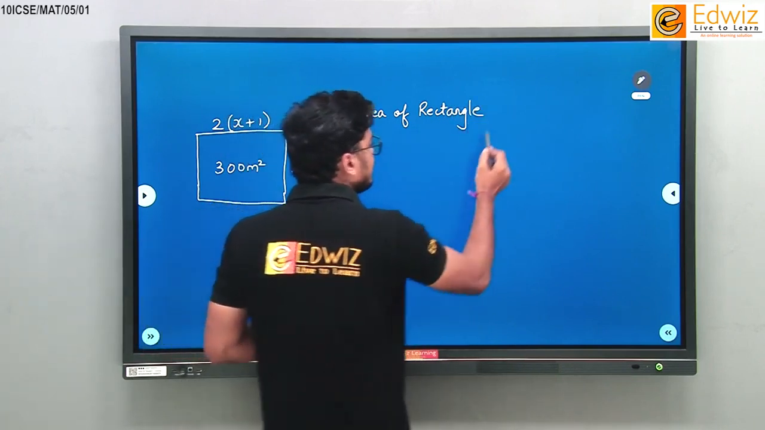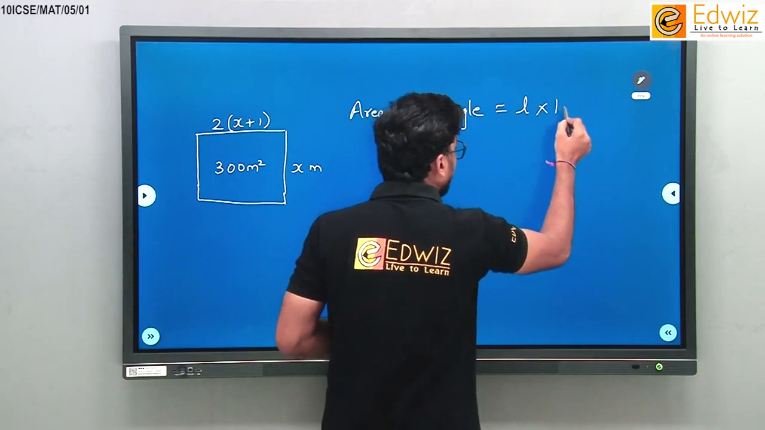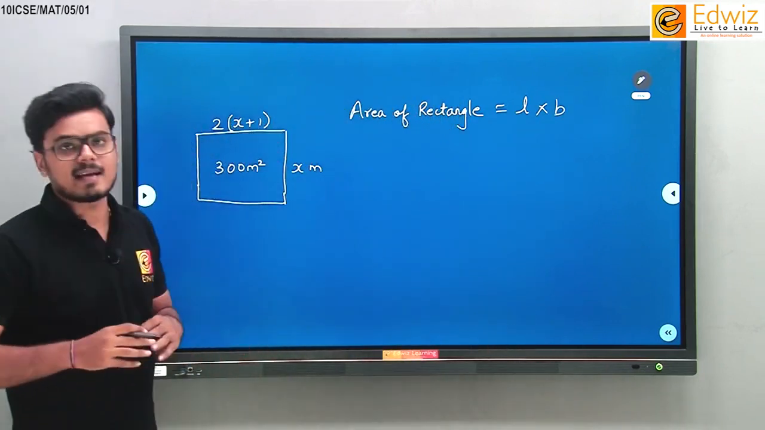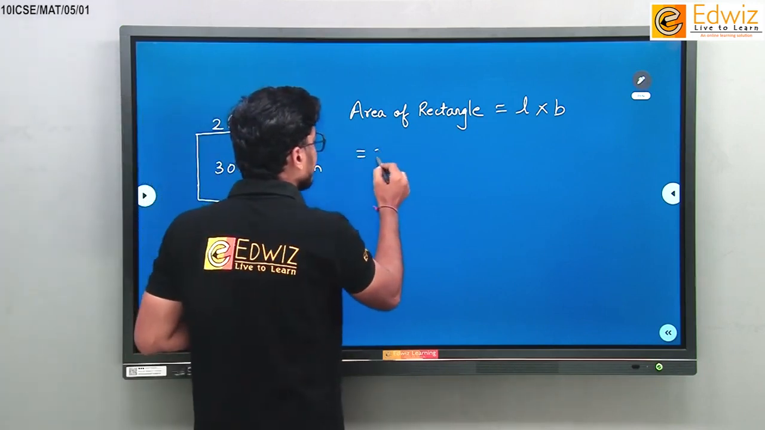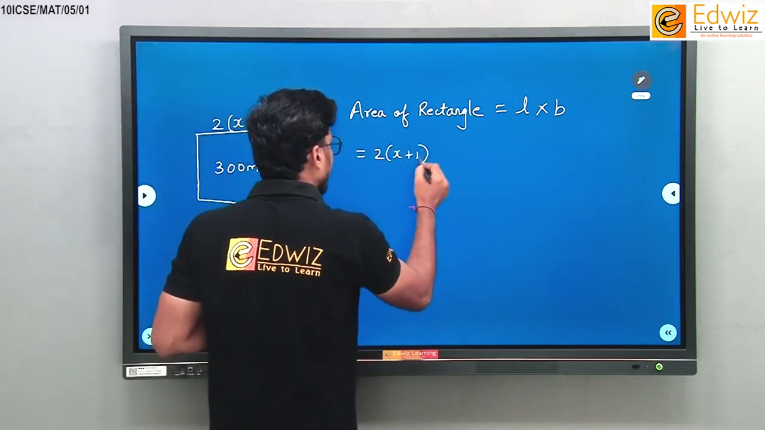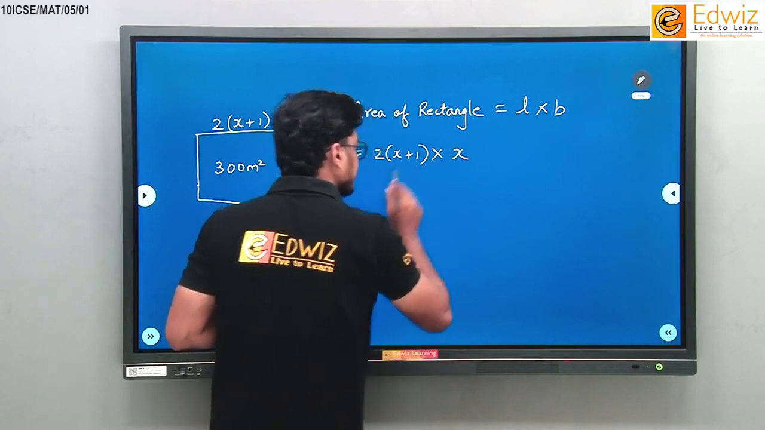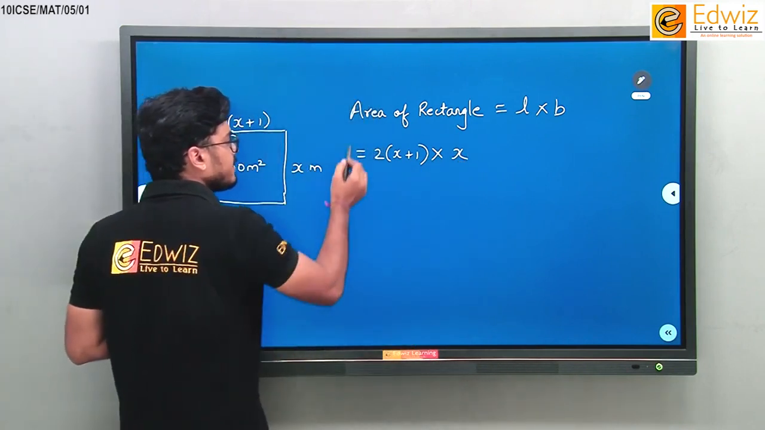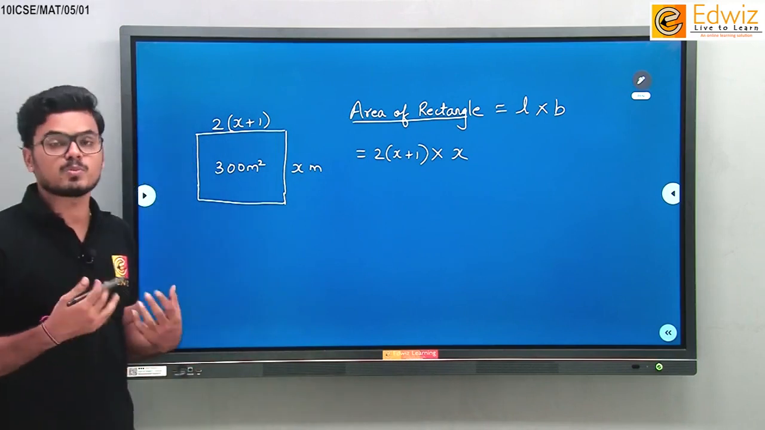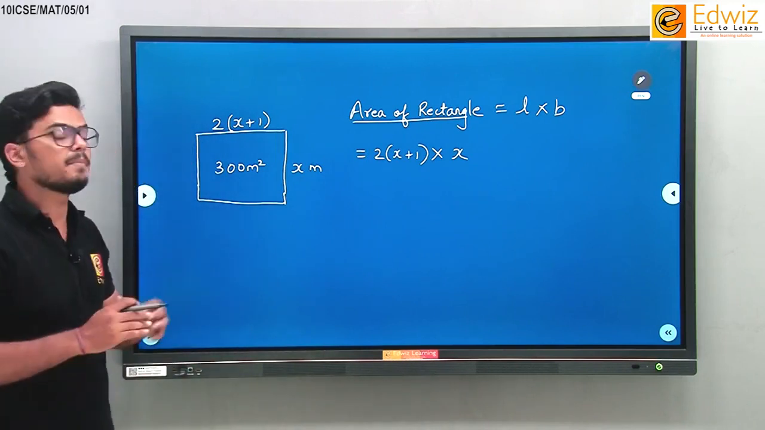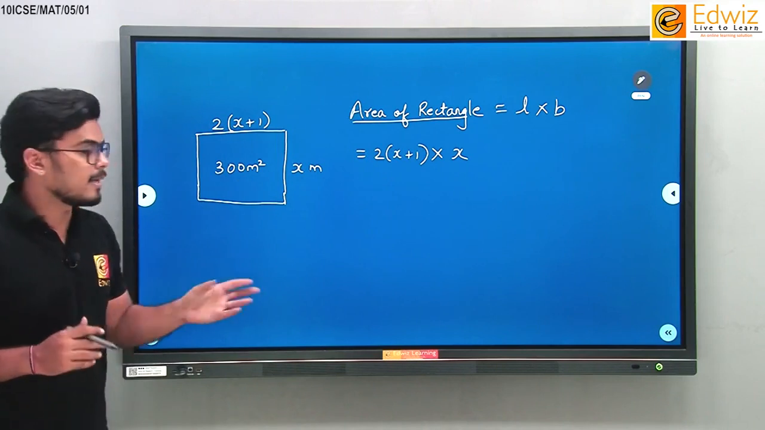You know the formula: area of a rectangle is length multiplied by breadth. Length here is 2x plus 1, and if you multiply with this breadth, which is just x, you observe that the area is something already known to us in this condition, because I need to buy 300 meter squares of land, correct?